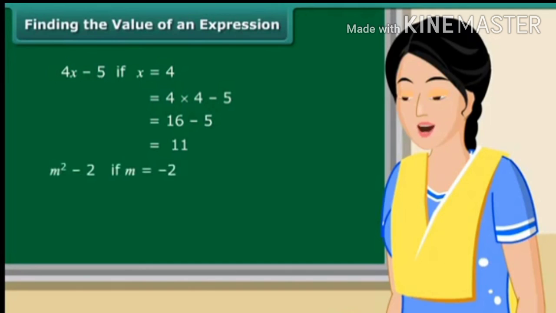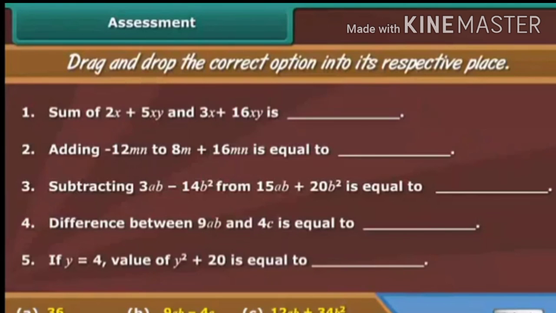Similarly, if m is equal to minus 2, then the value of the expression m square minus 2 will be equal to 2. Let us check your knowledge. Drag and drop the correct option into its respective place.